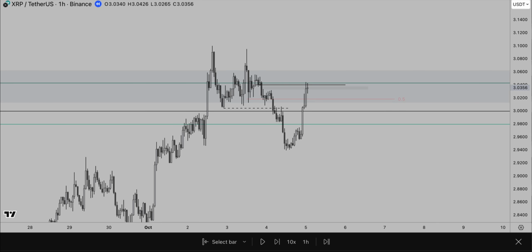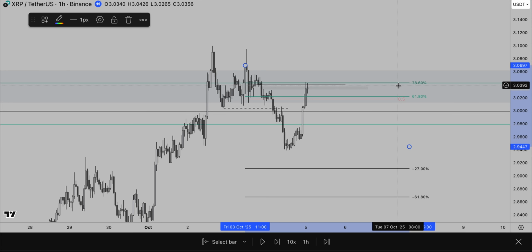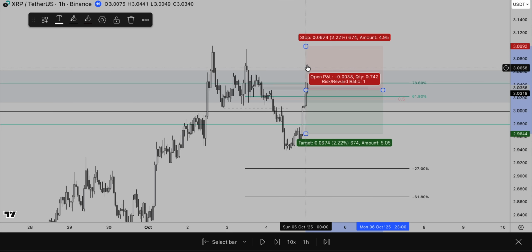And then we can also mark on our OTE level, which we can do from these areas. So price came into the 78.6, we've tapped into it. I would take an entry exactly. In fact, I normally just put my entries between the 78.6 to the 61.8, and then you can have your stop loss above the highs down here.